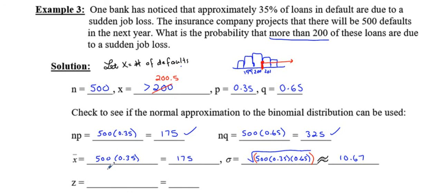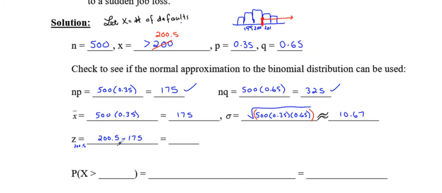So our z-score for 200.5 is the piece of data, which is 200.5, minus the mean, which is 175, and divided by the standard deviation, which is 10.67. And that is approximately equal to 2.39 when rounded to 2 decimal places.